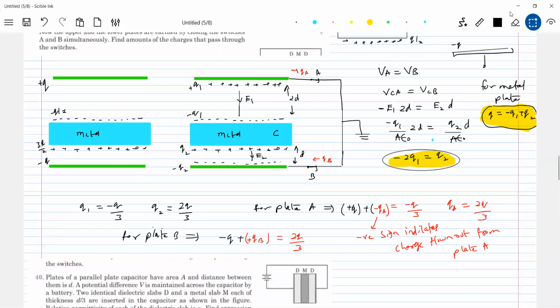Just check it. Q1, how much we got? Q1 minus Q by 3. Let me verify it. Q2, 2Q by 3, no? Sir, QA will become 4Q by 3, sir. I think that's what calculation. QA is how much? 4Q by 3. Check QB. QB how much? Q by 3. Q by 3. I'll write it.